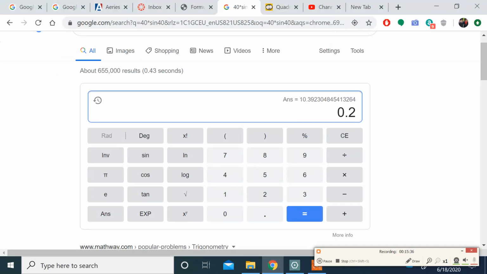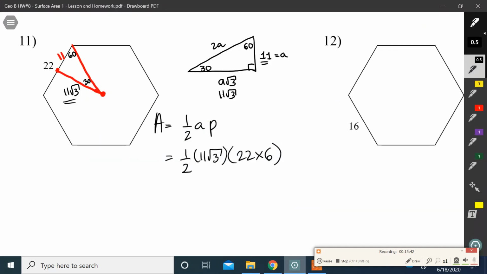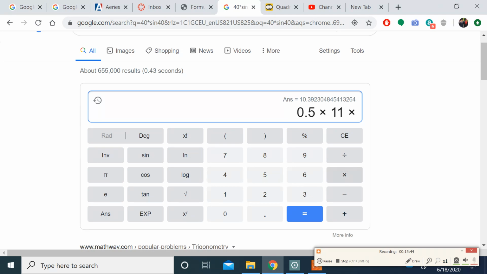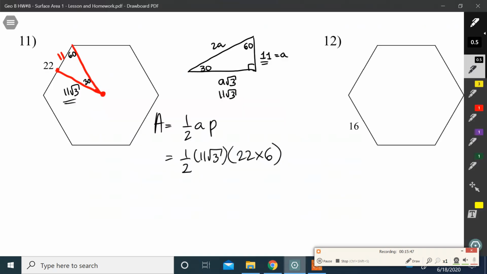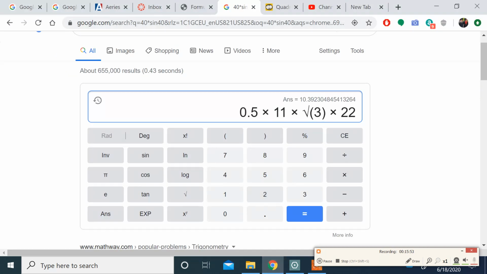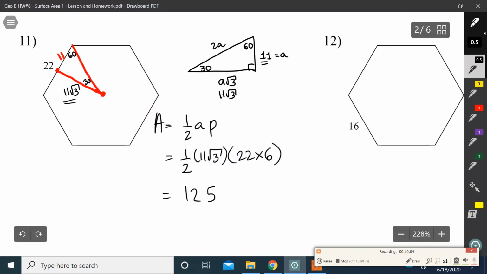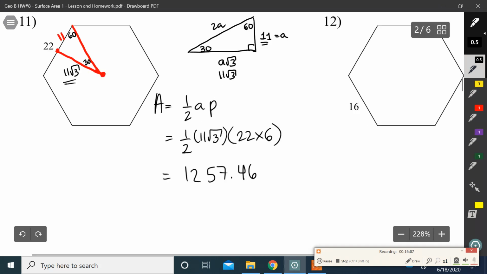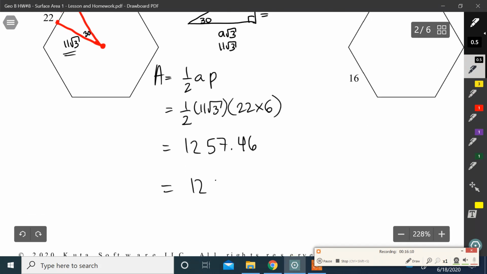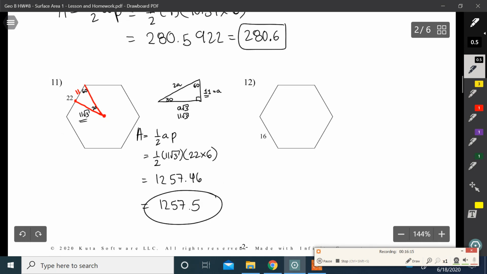Let me start with the 0.5, or that's the half, times 11 times the square root of 3. As you can see, we have 11 square root of 3 times 22 times 6. That's going to give you a big number, which is 1,257.46, which could technically be rounded to this right here. Okay, that is the exact answer for that.